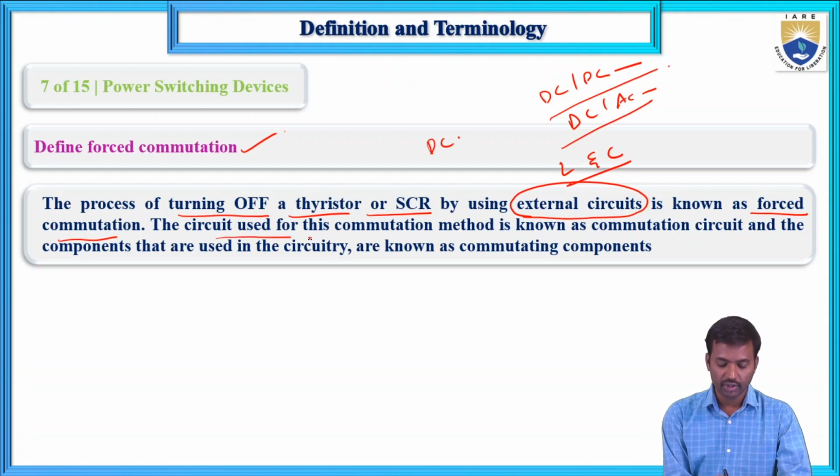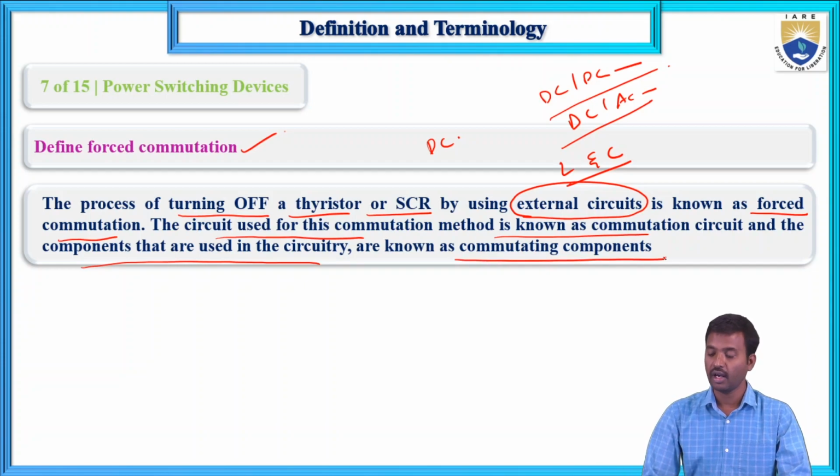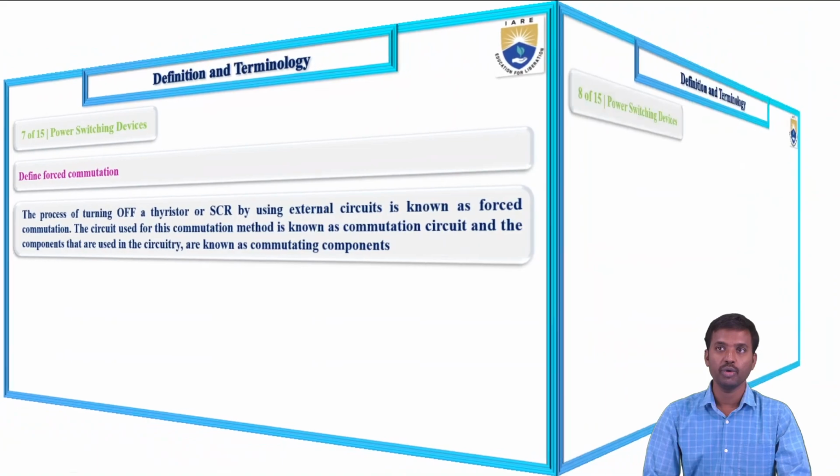The circuit used for the commutation method is known as the commutation circuit, and the components used in the circuitry are known as commutating components. Here L and C are the commutating components.